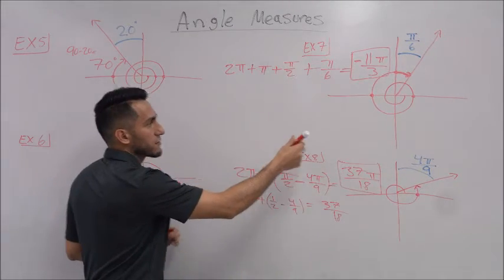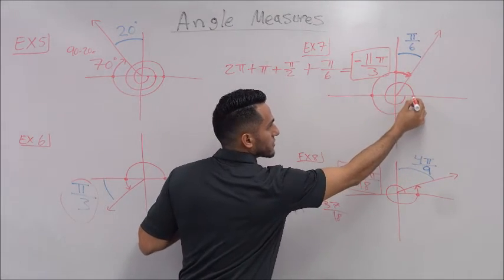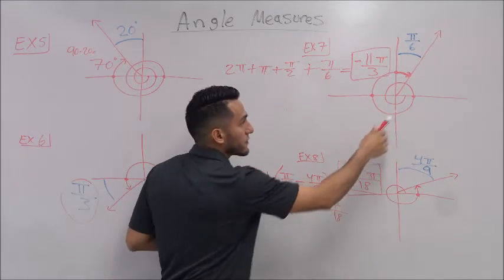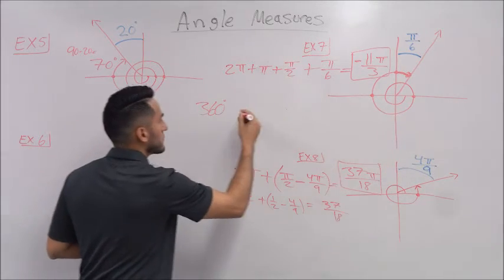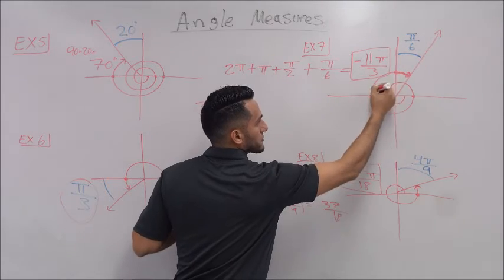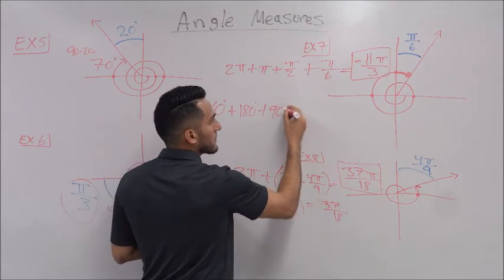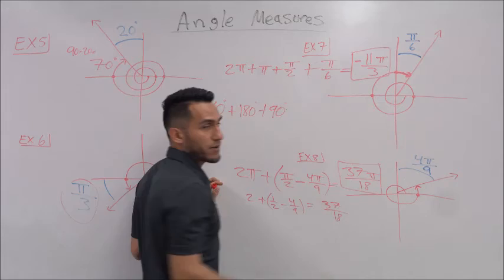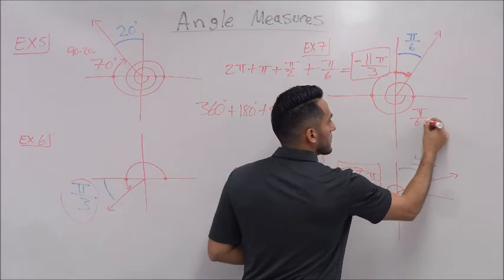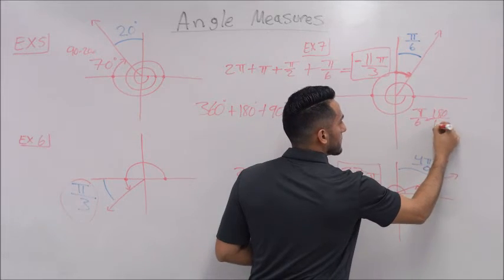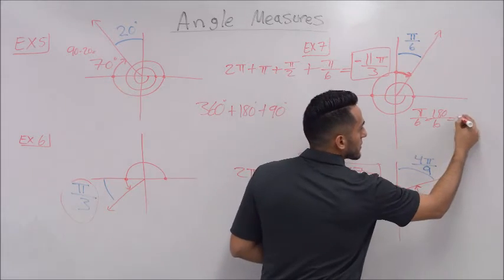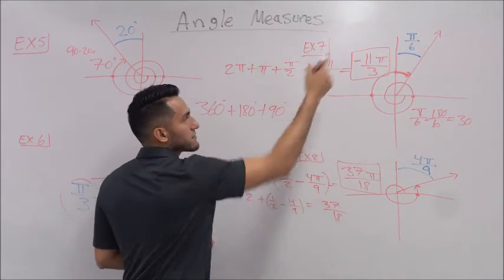So if you wanted to do this in degrees, you know it completes one full rotation, so that's 360 degrees. And then after that, you go half a circle, which is 180 degrees. And then we go 90 degrees right here. And then we go this much more, which is pi over 6. Pi over 6, you can convert that into degrees by changing pi to 180, dividing it by 6. So when you divide this, you should get 30. So that piece right there is 30 degrees.